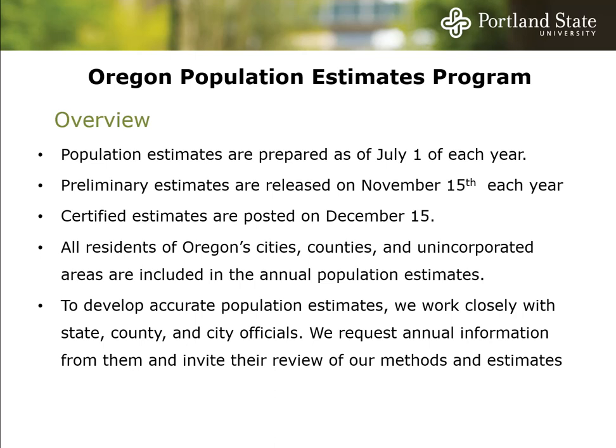We prepare two tools, one for the cities and one for the counties. The one that we prepare for the county includes questions to collect data for the unincorporated areas and the overall county as well. We use the data that we collect from cities and the counties, in addition to some administrative data, birth and death records, for example, to produce the preliminary estimates that we send to cities and counties on November 15th and give them 1 month for any challenges or comments. Then certified estimates are posted on our website by mid December.